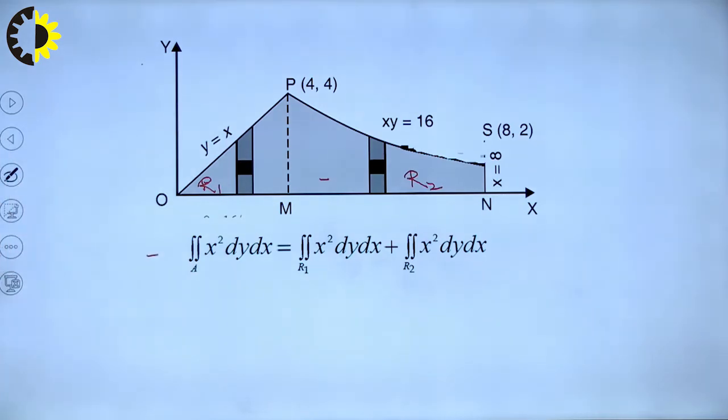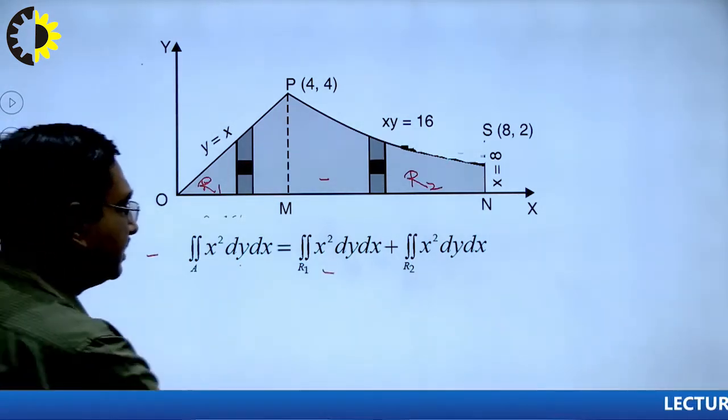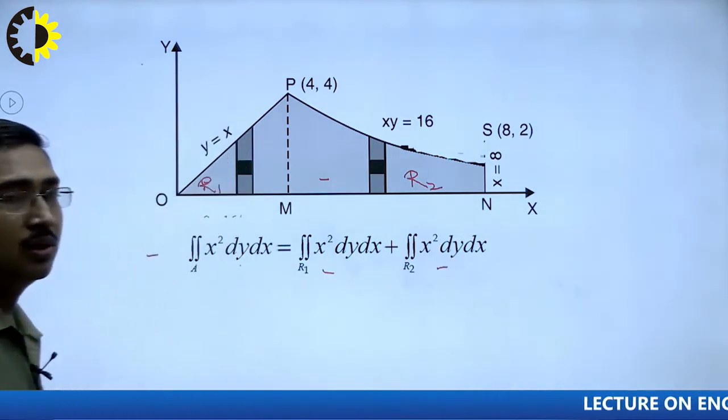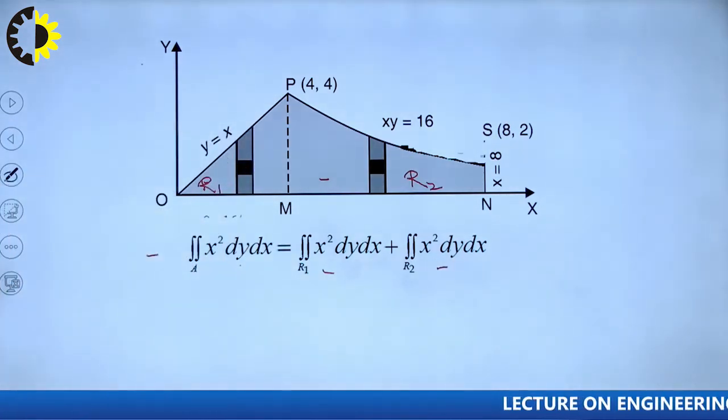Therefore I can write: double integral over the region of x square dy dx is equal to double integral over R1 x square dy dx plus double integral over R2 x square dy dx.